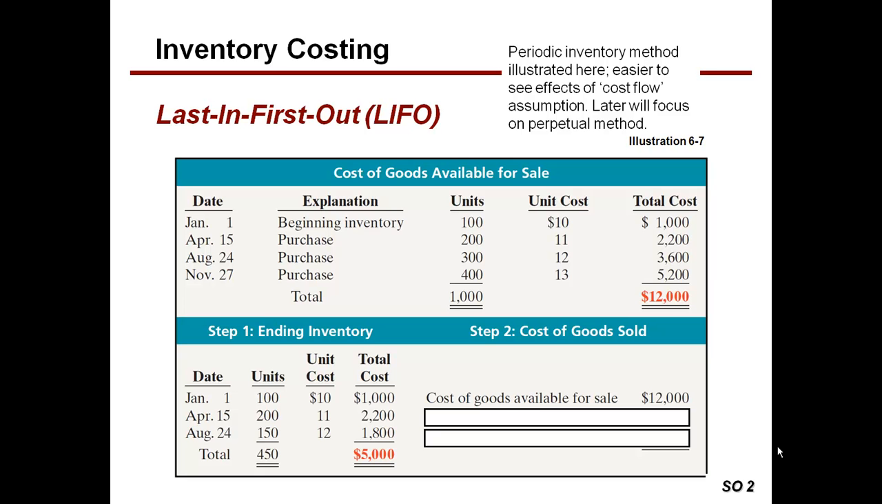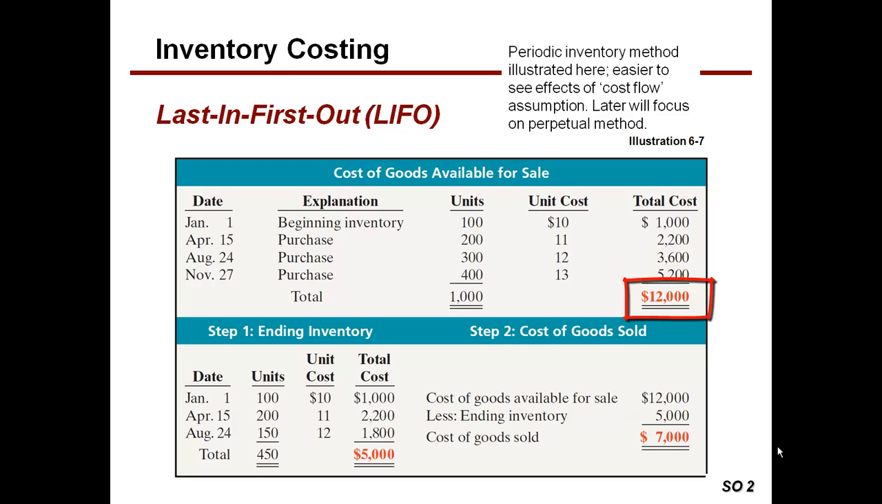To determine cost of goods sold, we simply take our total available pool, $12,000, subtract out our ending inventory of $5,000, and calculate our cost of goods sold of $7,000. That check, ending inventory value plus cost of goods sold, always must come back to the pool of total available dollars. We'll see this whether in the periodic method or the perpetual method later.